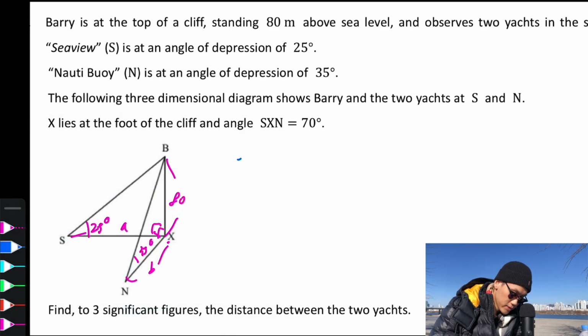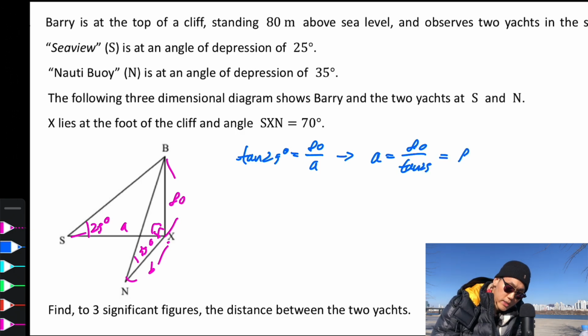So it's going to be, what is it? The tangent 25 degrees is going to be, what is it? 80 over A. So that's lovely, because I can make the A to be 80 over tangent 25. Or, if you like, you can do the cotangent. Why not? So 80 times cotangent 25 degrees.